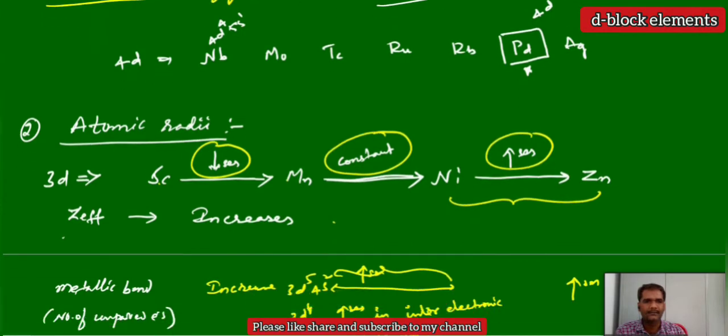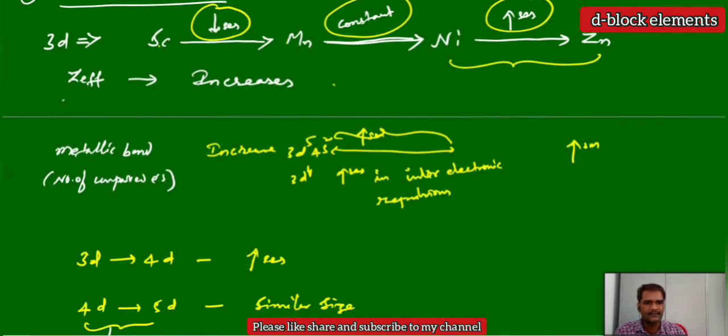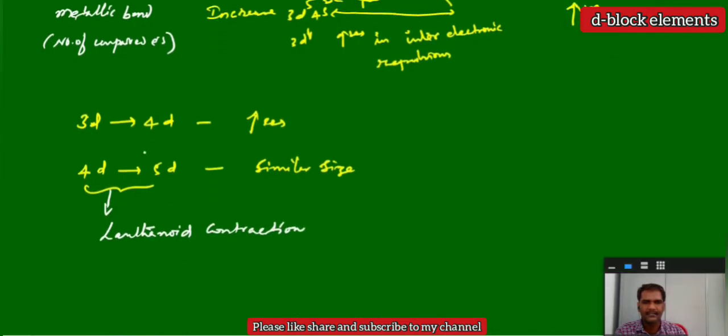So here, metallic radii. From 3d to 4d it increases, generally top to bottom it increases, but in the 4d to 5d case it will decrease. The reason is lanthanide contraction, that is, the involvement of 14 elements, and 14 positive charges increase in the nucleus, but that 14 positive charge cannot be neutralized or nullified by the 14 f electrons due to the poor shielding effect.